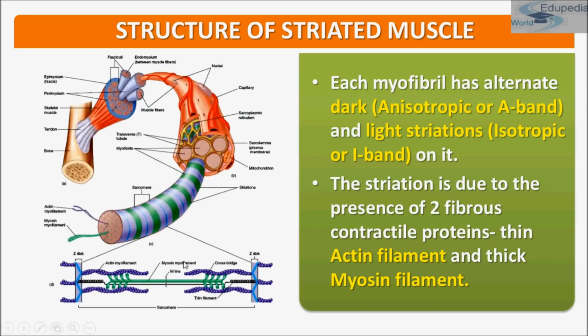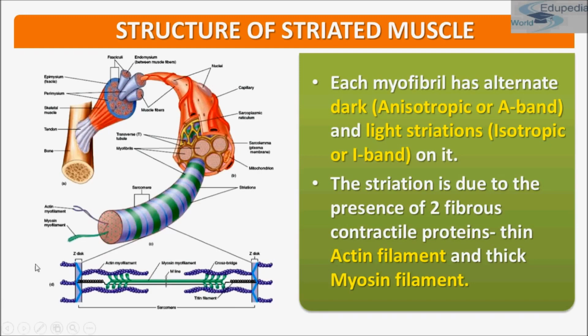Now, the distance between two blue lines is your Z band. Z band or Z disc, they both are the same. So this is the distance between two Z discs, which we call a sarcomere. The green line is your myosin myofilament, and this black one is your actin filament, which we also call the thin filament.